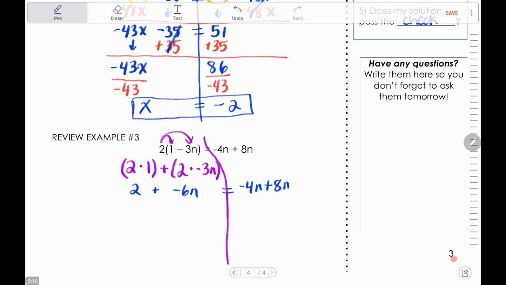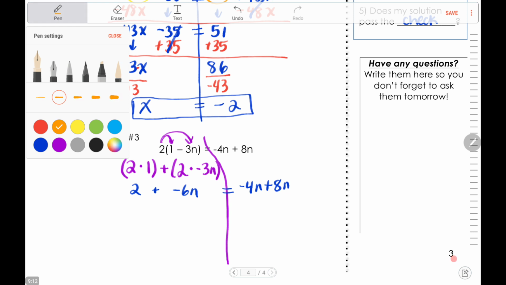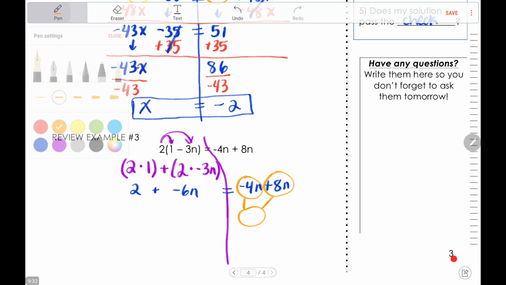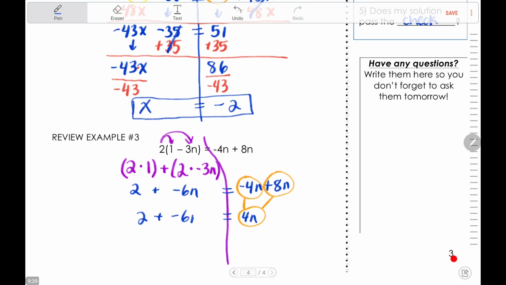Are we done simplifying? Well, we distributed, but it looks like in this problem there's also some like terms I can combine. So let's look on this left-hand side. 2 and negative 6n are not like terms, can't combine them. On the right-hand side, though, negative 4n and 8n are like terms. I can combine those, and when I combine those, negative 4n plus 8n, I get 4n. So now I have this new equation, 2 plus negative 6n is equal to 4n.